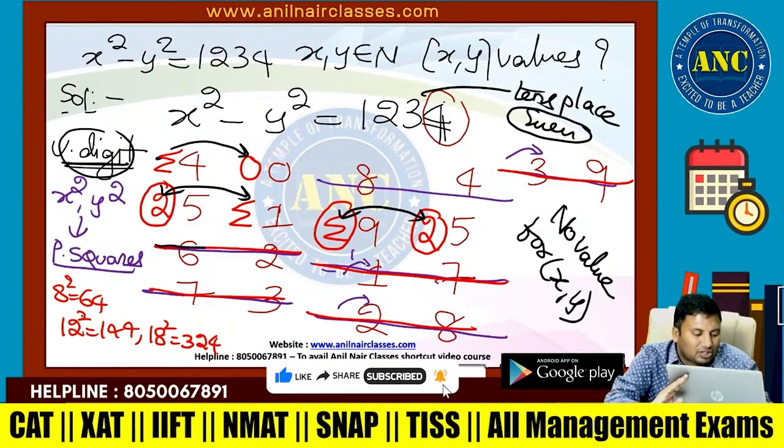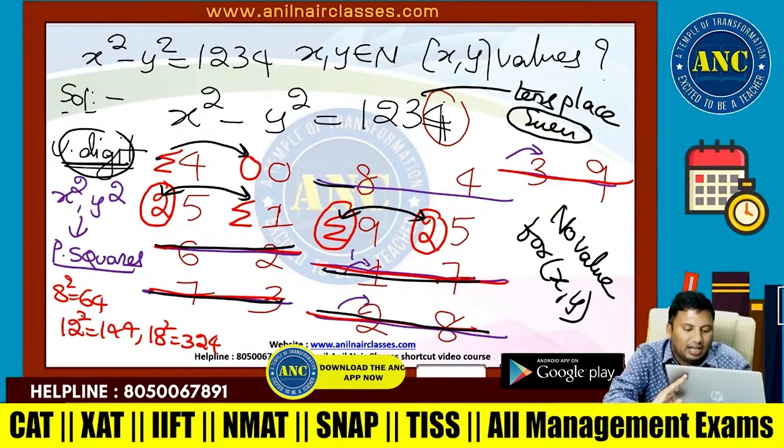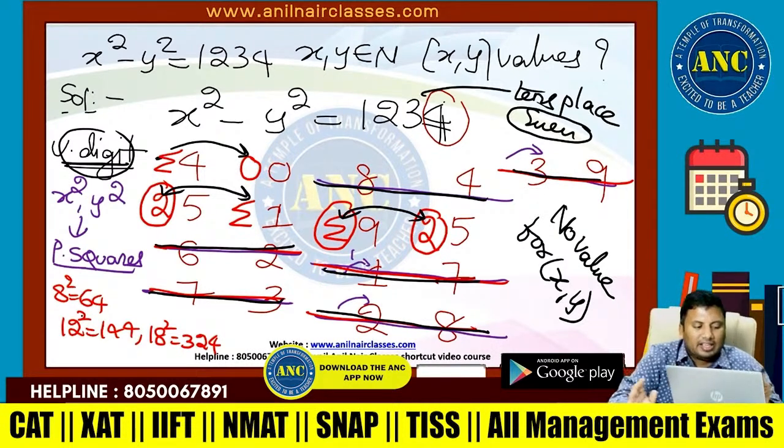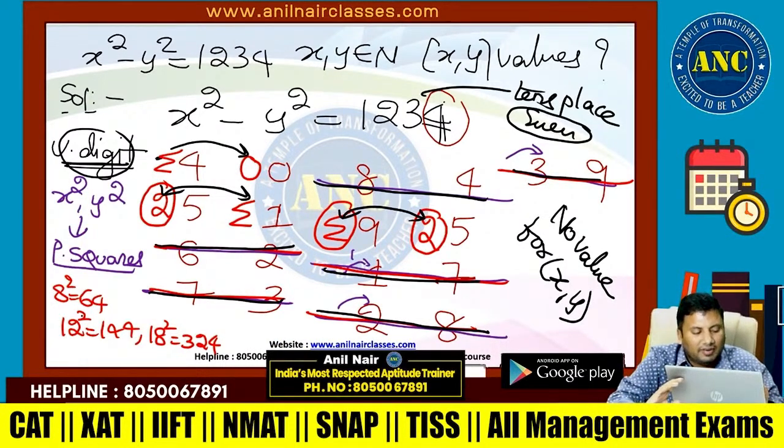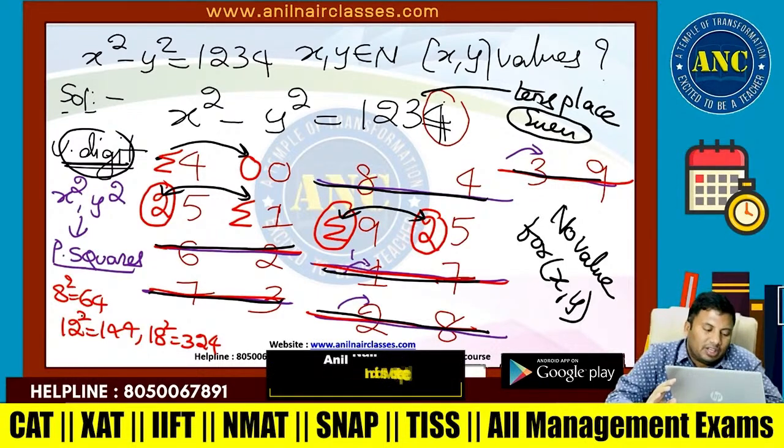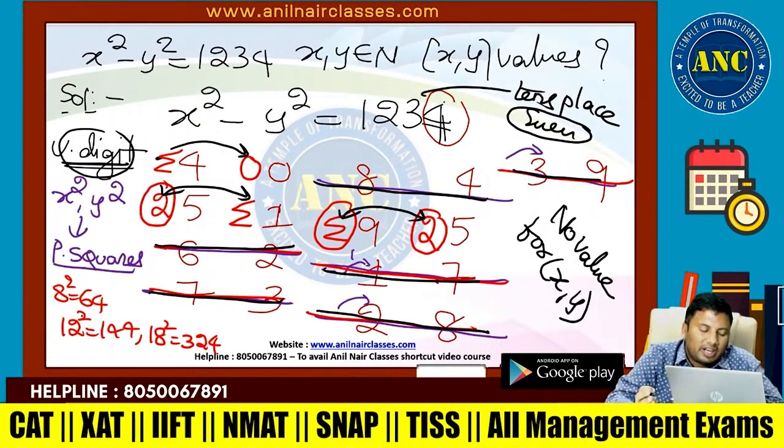A perfect square never ends with 2, 3, 7 or 8. All these cases are eliminated. The only cases are the first, second and third. A perfect square ends with an even digit if the unit digit is 4, because 8 square is 64, 12 square is 144. A perfect square ends with an even number of zeros.